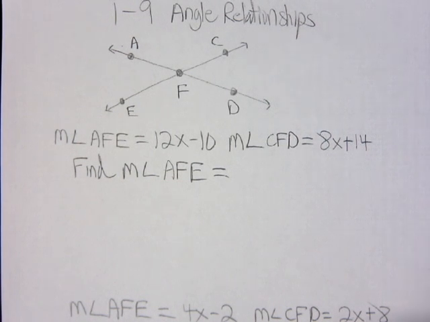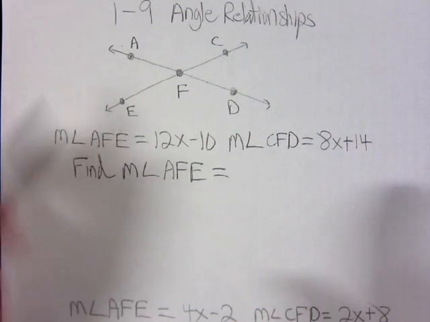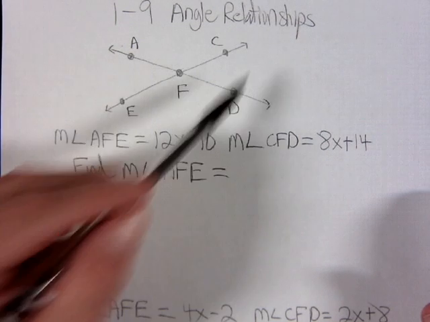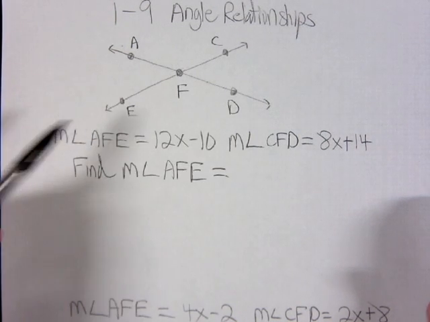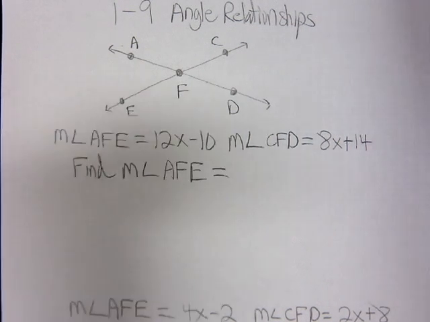Okay, in this section, we're going to be looking at various types of angle relationships. And so the first problem we come to, we've got a diagram here. We've got two lines intersecting. There are various points that are labeled on these lines. And so let's take a look at what they've given us.